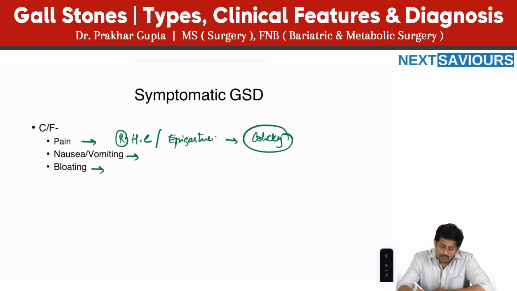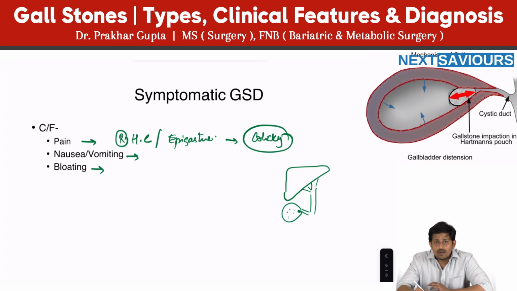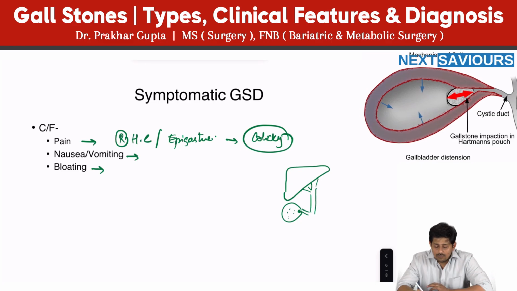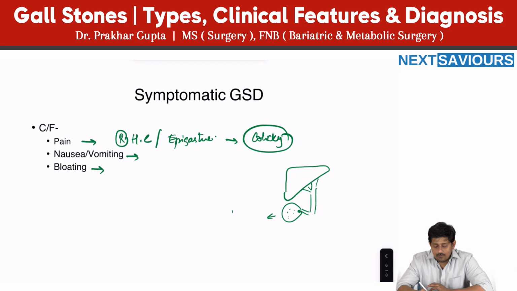And how do gallstones cause pain? Say this is your liver, this is your gallbladder, and there are multiple stones over here. Once the patient eats food, the gallbladder contracts in response to cholecystokinin and secretin, and once it contracts, a gallstone gets obstructed at the neck of the gallbladder. So this will lead to colicky pain. Why? Because the gallbladder is trying to contract against an obstruction. So this will lead to pain.